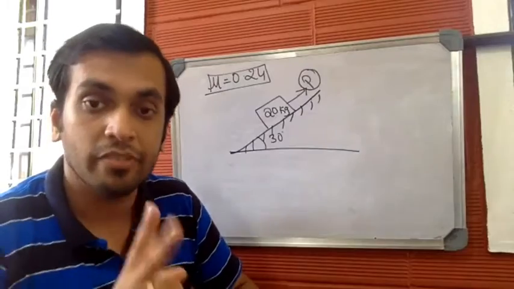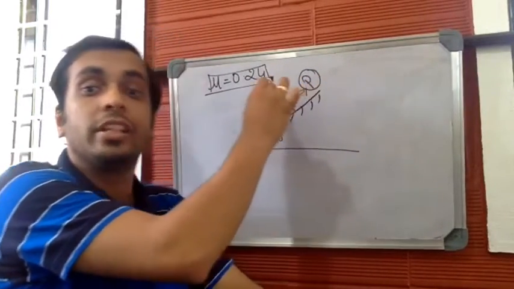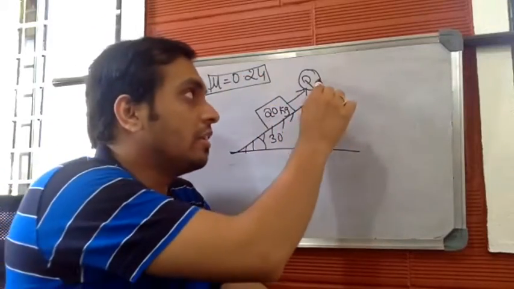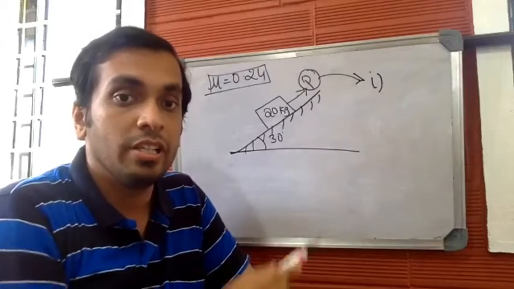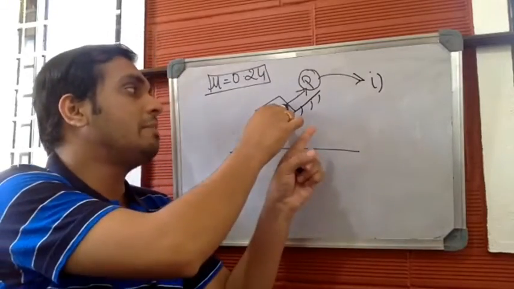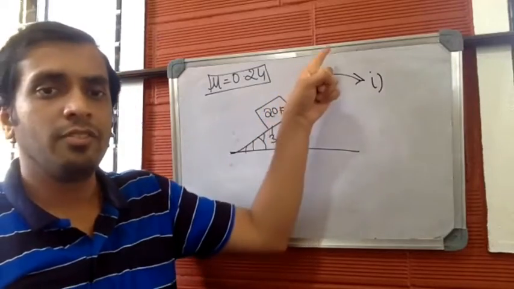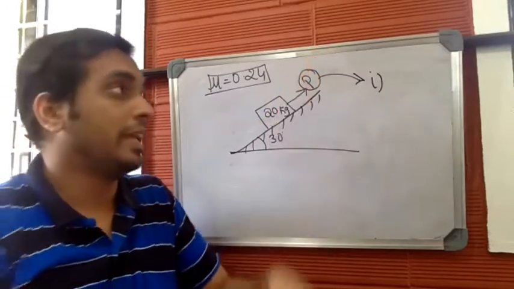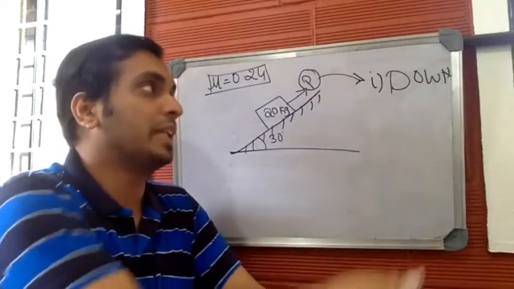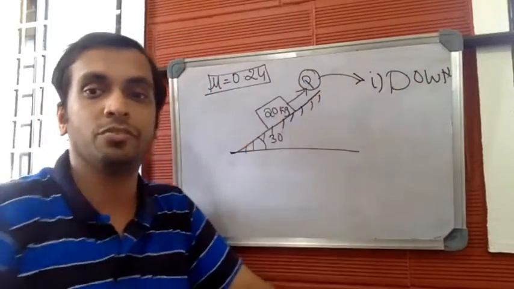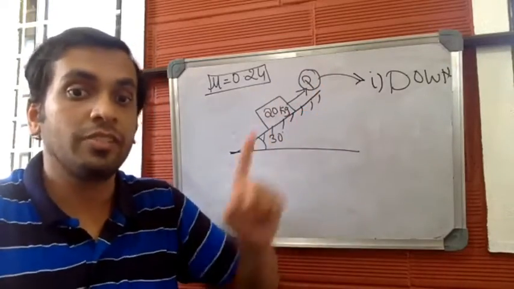Now, here you have to find the value of this external force P under two conditions. The first condition is when the body impends down the plane. Even though the external force acts up the plane, if the body impends down the plane, in this condition you have to find the value of external force P. This is one of the conditions.